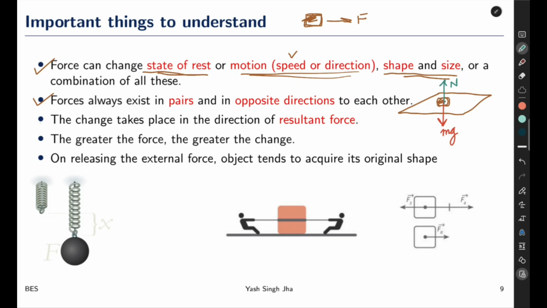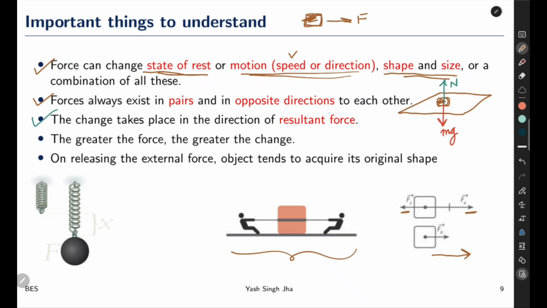Yes? What next? The change takes place in the direction of the resultant force. The example is tug of war. There is a tug of war happening between two people, and the block will move in the direction of the stronger person, of the greater force. If there is a force F3 on the left and F4 towards the right, the resultant force will be F4 minus F3 towards the right. And the block will move in the direction of the resultant force.